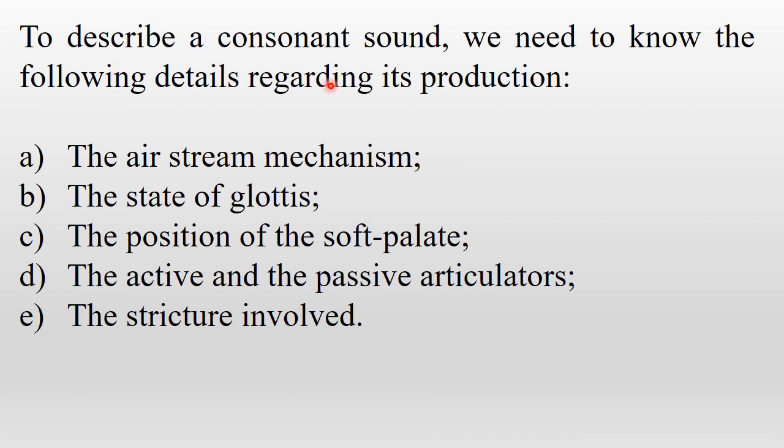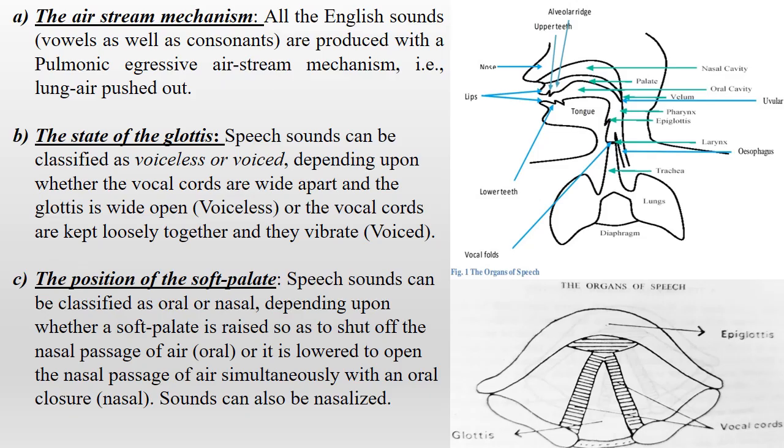To describe a consonant sound, we need to know the following details regarding its production. First is the airstream mechanism. Second, the state of glottis. Third, the position of the soft palate. Fourth, the active and the passive articulators. And finally, the structure involved. Let us see all of these.